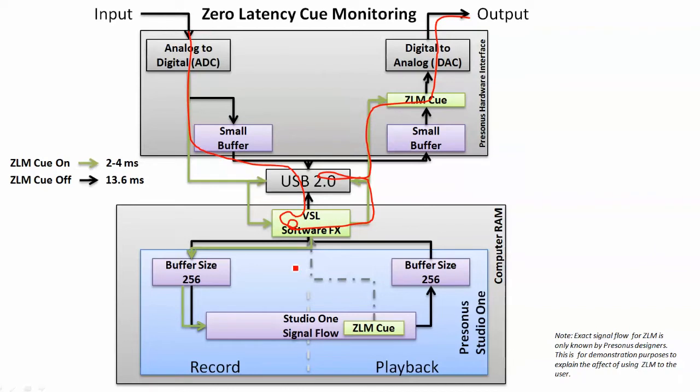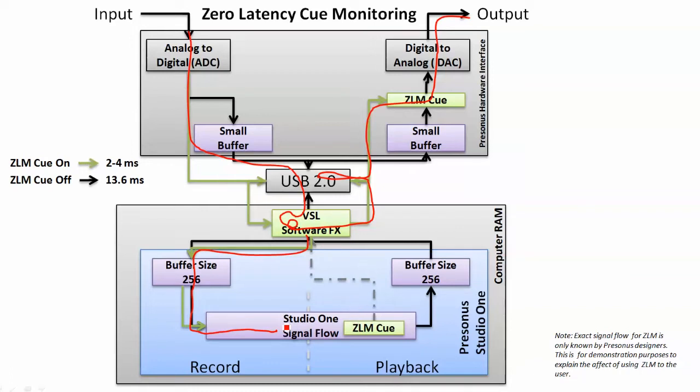In addition to that flow, it would also split here and pass through the buffers for the PreSonus software and into the recording process, and actually get recorded to the disk if you were to hit the recording button. Even though you would not hear this signal, because what you'd be monitoring is just the flow through the VSL software directly, roughly a 2 to 4 millisecond delay.